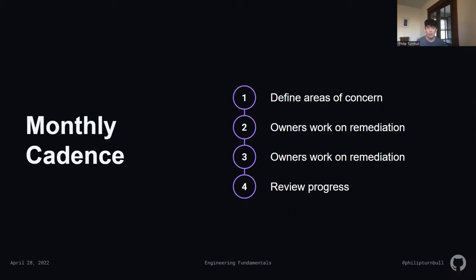It runs on a regular cadence with a standard format. At the beginning of the month, the champions group is responsible for creating a list of the services which we're most concerned about and sharing those out across the company. Again, this is all done out in the open. Service owners then spend the next 2 or 3 weeks incorporating this tech debt backlog into their sprint planning, and then working on remediating these alongside feature development work.